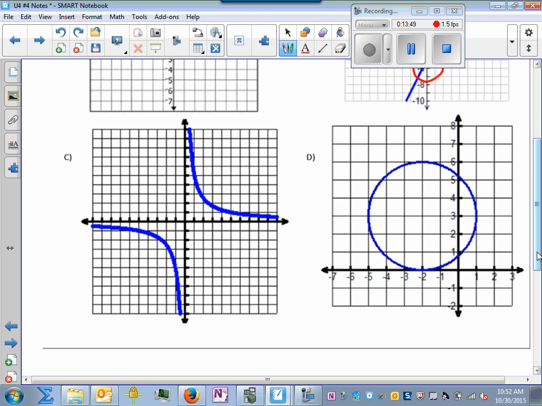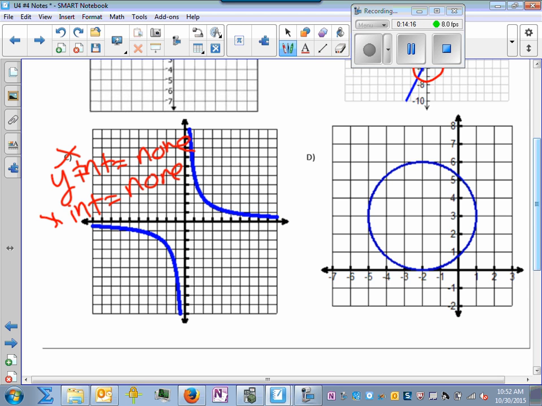So, does this one have a y-intercept? Doesn't have either. Good. So there's none for both. It does not cross my y or my x-axis ever that I can see. Okay? So it's none. So this one can't be correct.